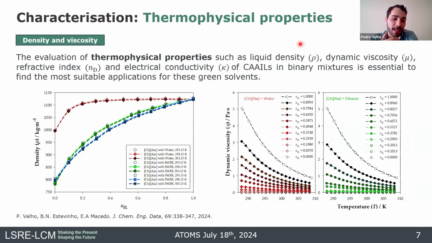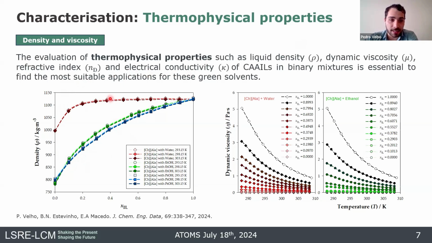Now, after having validated our ionic liquid, we need to understand its thermophysical properties, since its final application will heavily depend upon its properties. And the most common properties that we analyze in our group are liquid density, dynamic viscosity, refractive index, and electrical conductivity. We do that for ionic liquids in pure state and, for example, in binary mixtures with some solvents, such as water, ethanol, or propanol, which are normally the most common. Here, for example, you can see liquid density for choline alaninate with water, with ethanol, and with propanol.